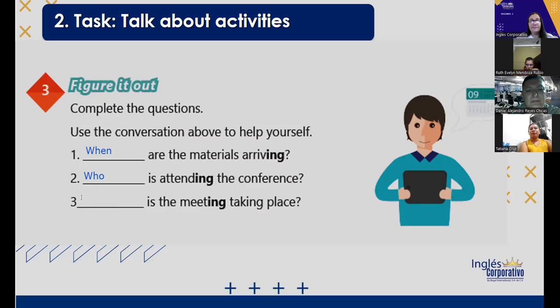Number three. What or where? Where. This is the expression of place. Where is the meeting taking place? Let me look for something here to underline. In this case, the ing is this. This is the verb in ing. No, meeting. Meeting is the reunion. Meeting is the subject of this question. Meeting is, let's say, the situation, the event. Yes? So where is the question word.